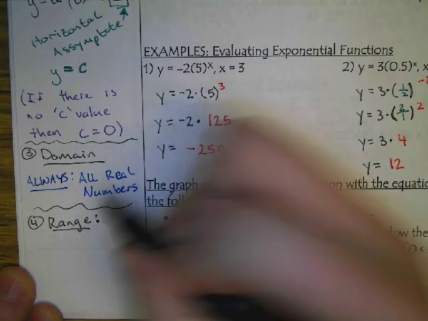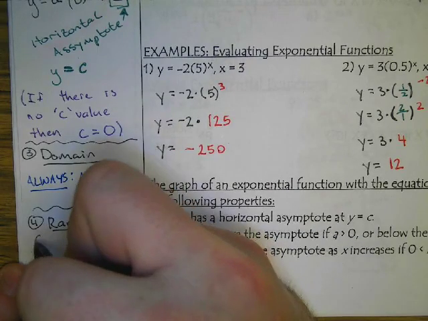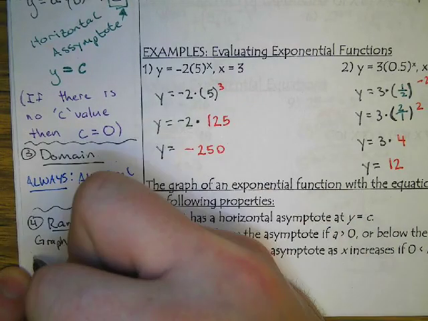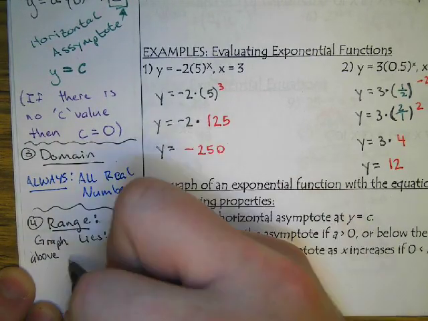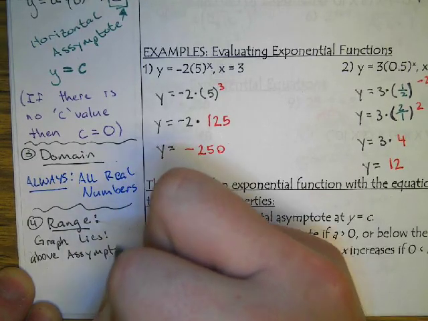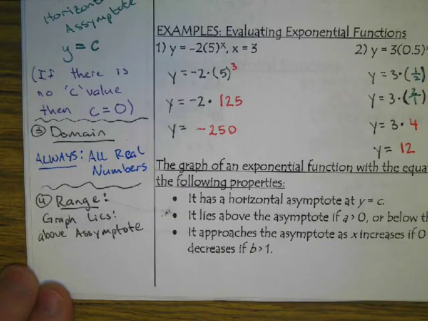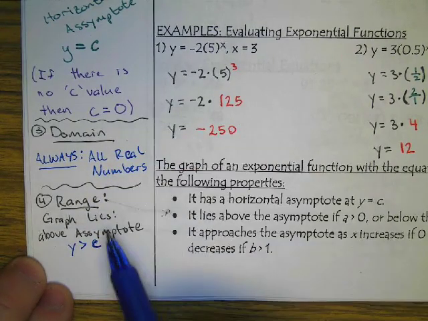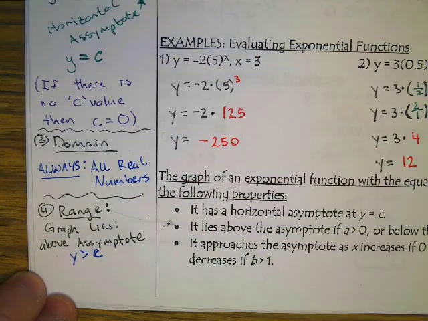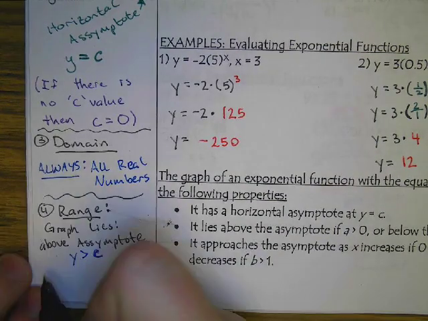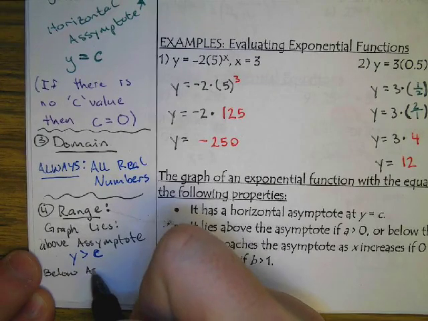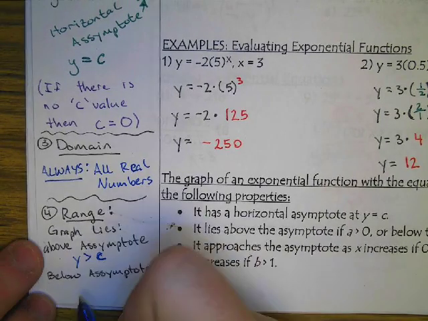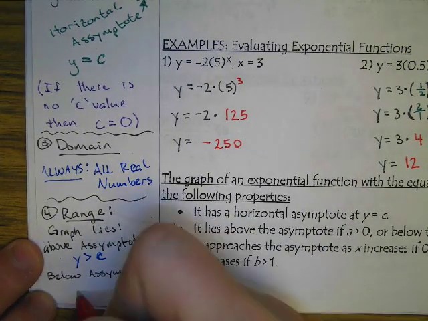So if it's lying above the asymptote, then we'll say that the range is y is greater than c, c coming from our asymptote value, and if it lies below the asymptote, we'll state that the range is y is less than c.